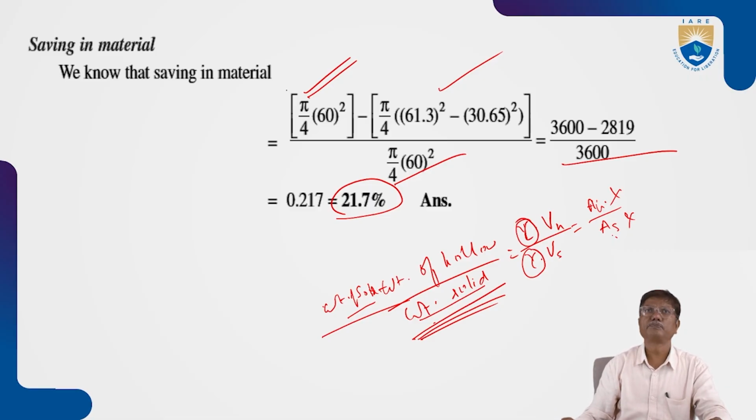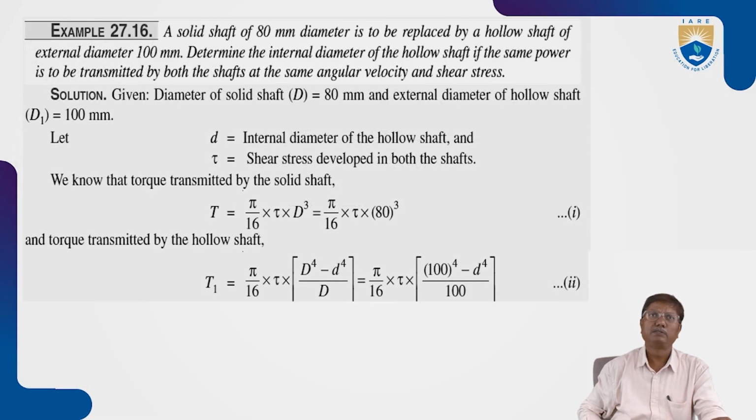It means to transmit the same torque, it requires less weight of hollow shaft, isn't it? It requires material for hollow shaft lesser than that of solid shaft for transmitting the same power. Same power. Okay.